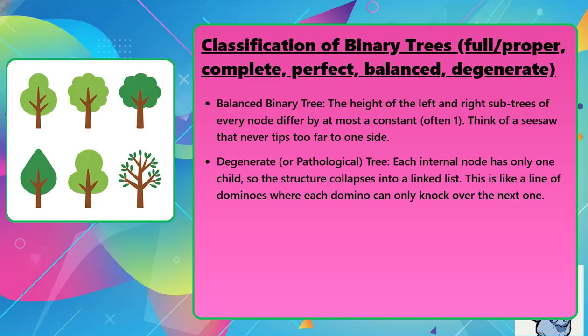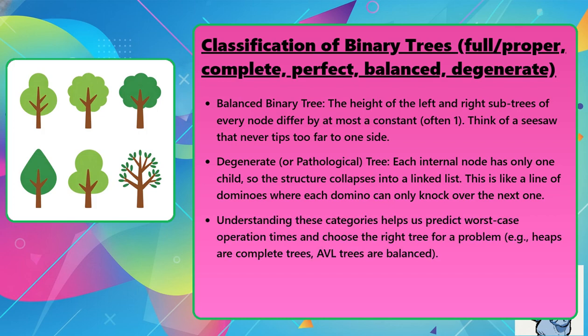Degenerate tree, also called pathological tree: each internal node has only 1 child, so the structure collapses into a linked list. This is like a line of dominoes where each domino can only knock over the next one. Understanding these categories helps us predict worst-case operation times and choose the right tree for a problem. For example, heaps are complete trees and AVL trees are balanced.